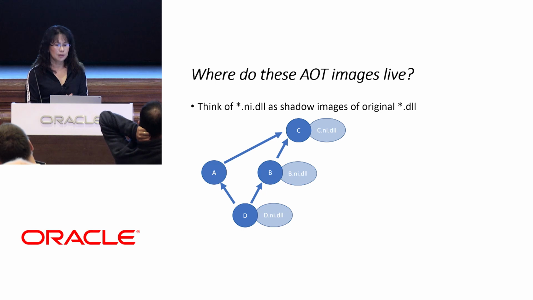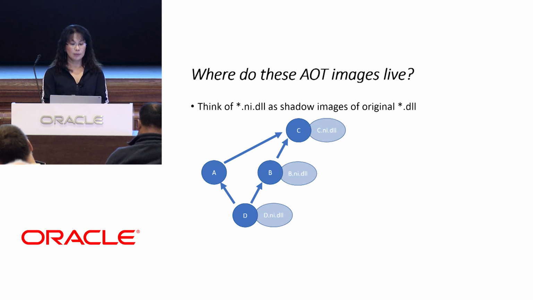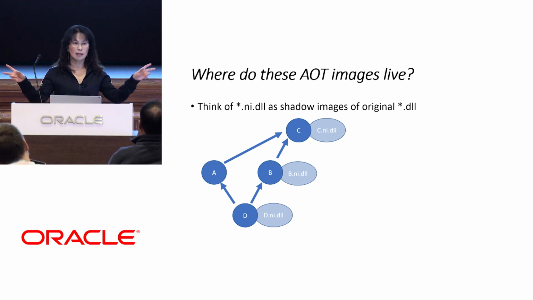So now we come to the next question. Where do these AOT images live? I drew some solid blue boxes to think about them as a jar file. In our world, it's actually a DLL. Our DLL can contain more than 1 class. So if D has a dependency on A and a dependency on B, and A and B both have a dependency on C, a very common case, C could contain System.Object, your object type. You derive from them in class libraries A and B, and then D is your application. It's actually a very normal diagram.